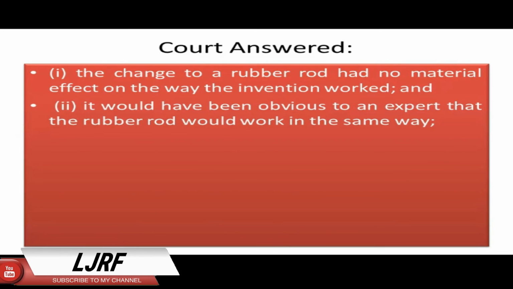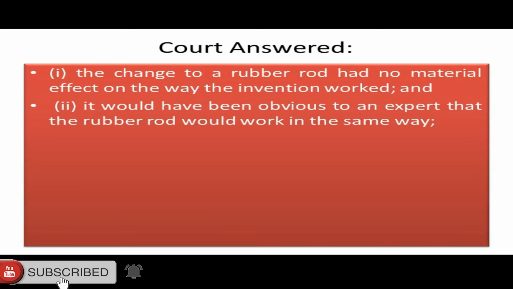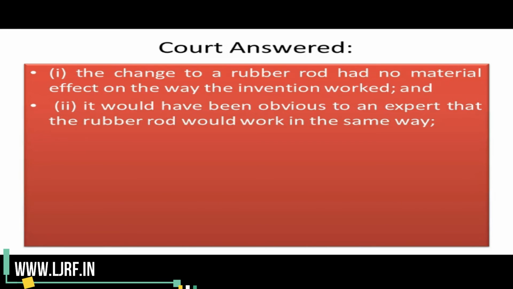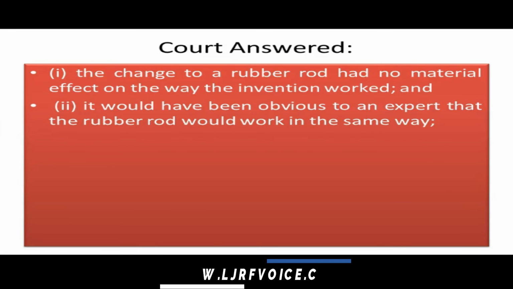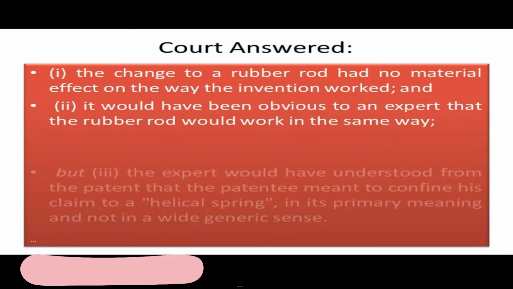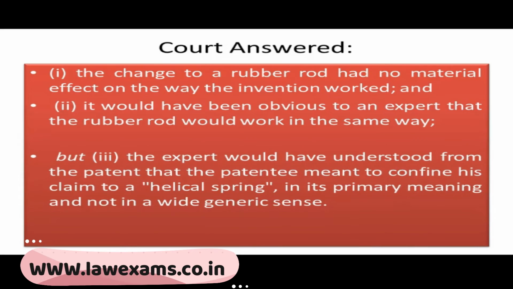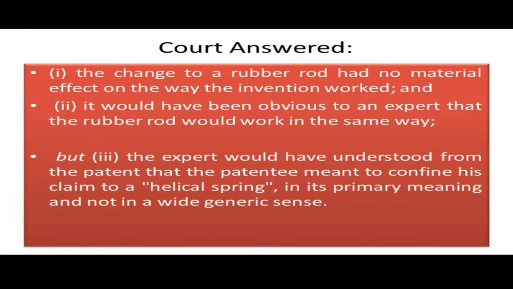And the second finding is this: it would have been obvious to an expert, a person skilled in the art, that a rubber rod would work in the same way. It is foreseeable for a person skilled in the art on the date of publication of the patent, on that date, that a rubber rod would have worked the same way the spring worked. So these are the two findings. Let's go to the third finding. But that "but" is very important there. I want all of you to understand this.